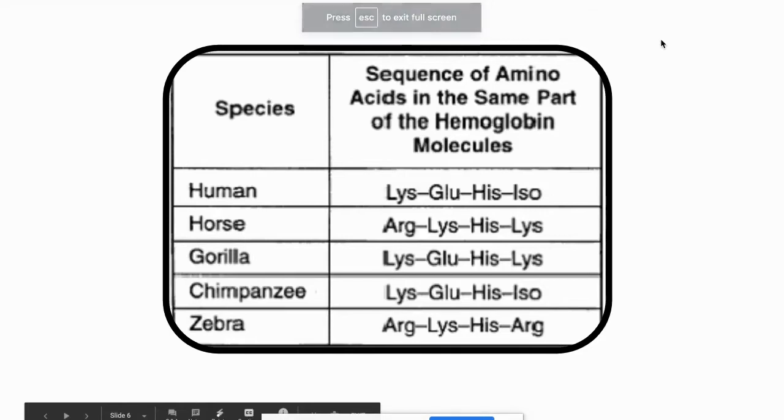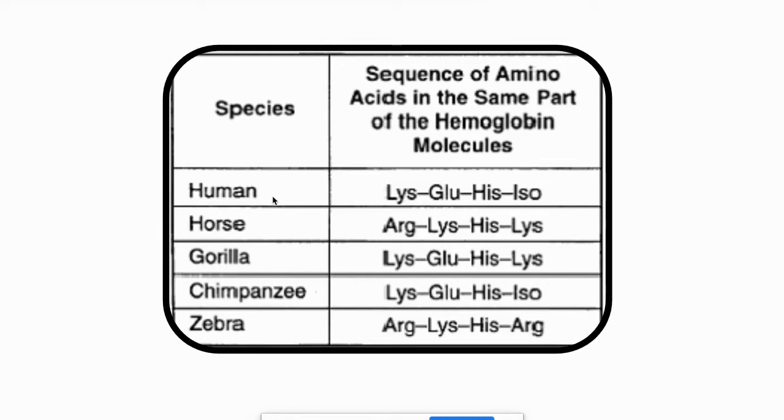Another practice problem. So let's look at our species here. We're going to be comparing the human, horse, gorilla, chimp, and zebra. We will be using the sequence of amino acids in the same part of the hemoglobin molecule. So keep in mind, humans have a hemoglobin that is 15,000 amino acids long. So the horse, gorilla, chimp, and zebra might have a different nuance in their hemoglobin. So it's important that we take the sample from the same place in their hemoglobin molecule.